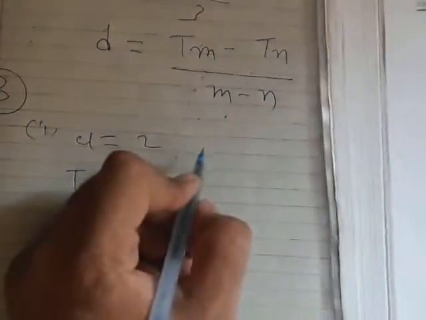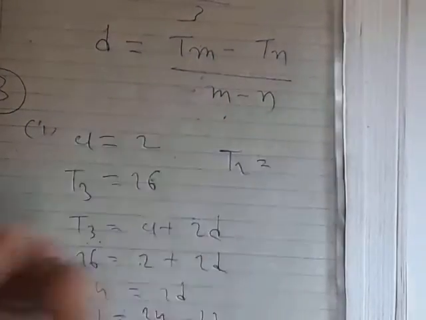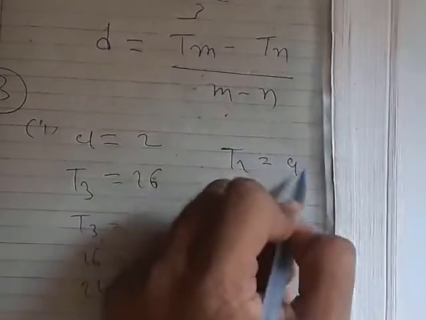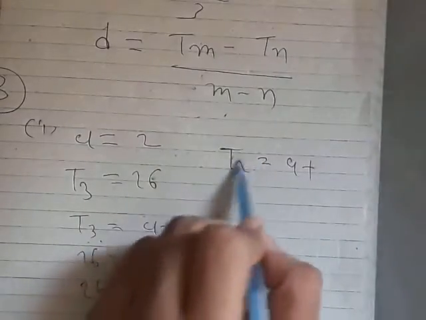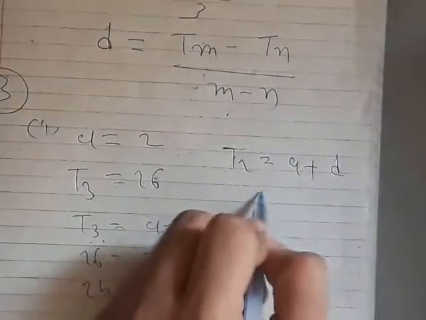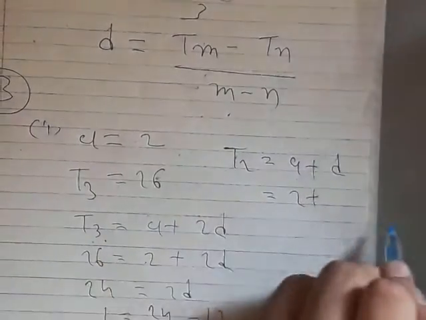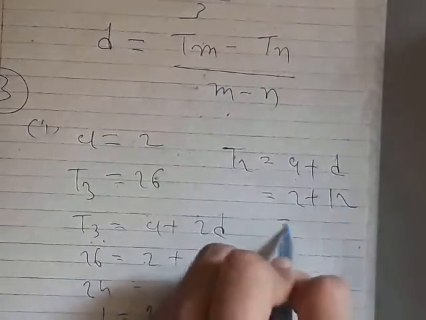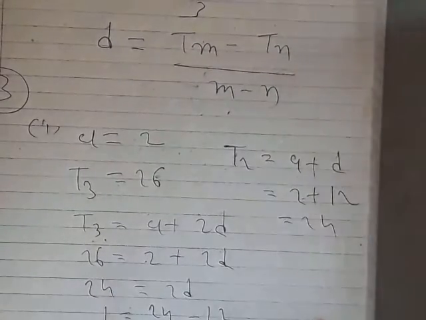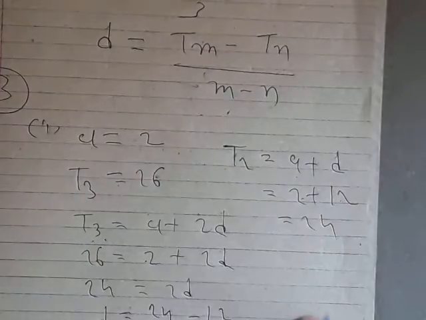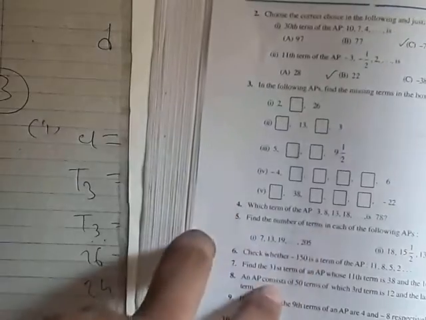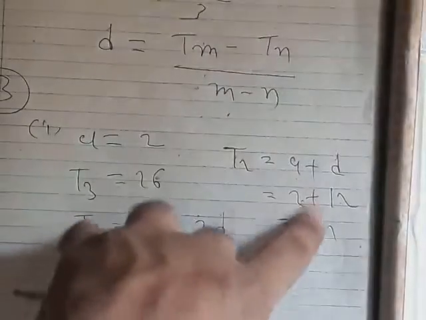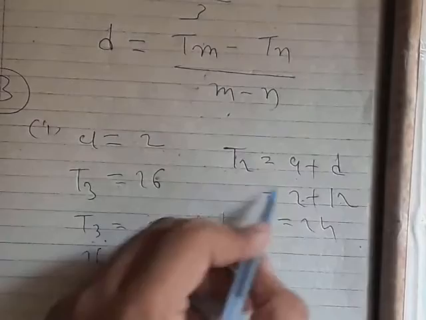Okay, now we need to find the second term, it means T2. Now we know the formula again, a plus n minus 1, 2 minus 1, that is 1d. Now a is 2 and d is 12. 12 plus 2 is 14. That is also a good method to find the answer. So in this box we will have the answer 14.